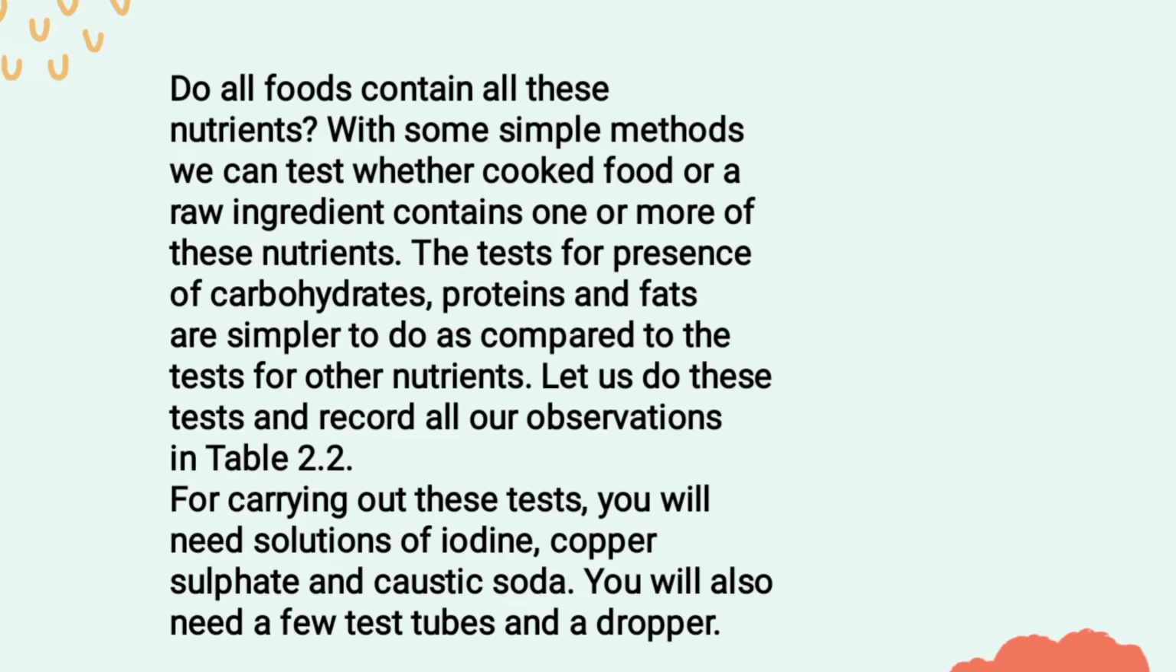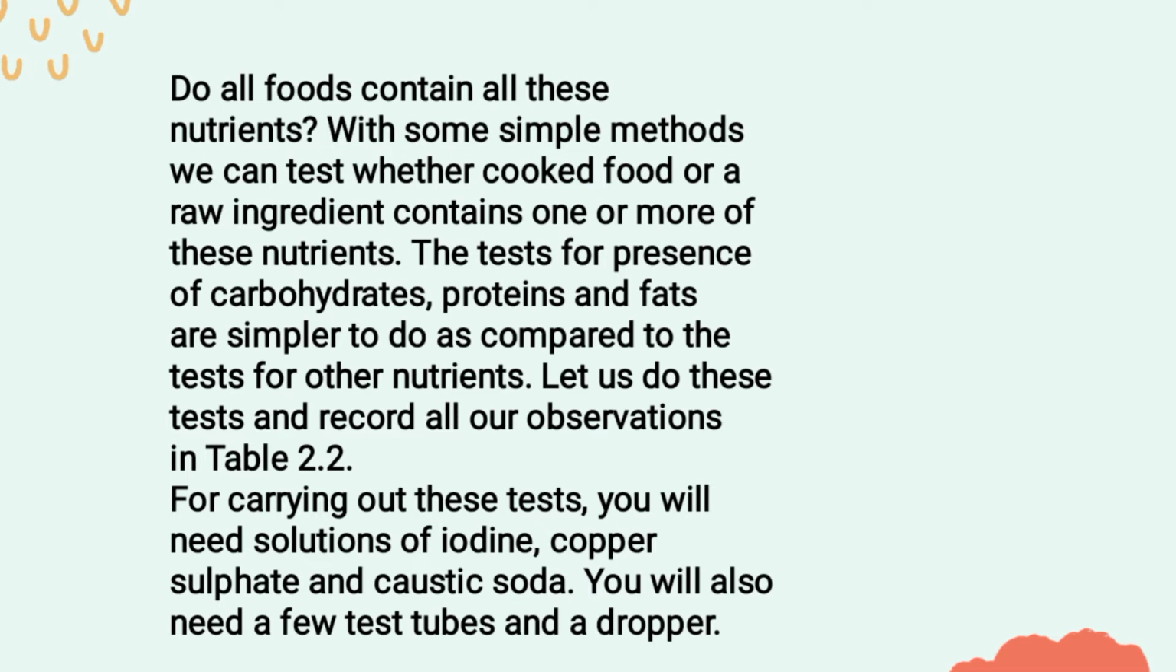With some simple methods, we can test whether cooked food or raw ingredients contain one or more of these nutrients. The tests for the presence of carbohydrates, proteins and fats are simpler to do as compared to tests for other nutrients. Let us do this test and record all our observations in table 2.2.